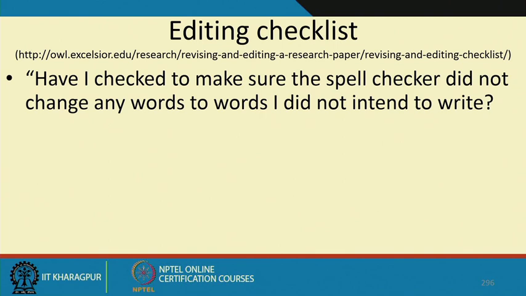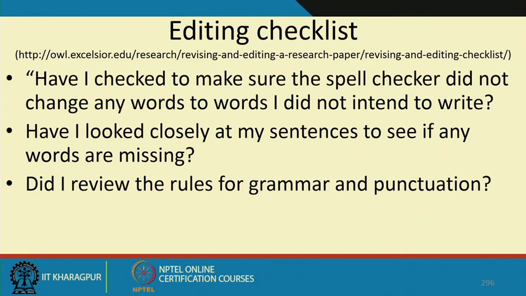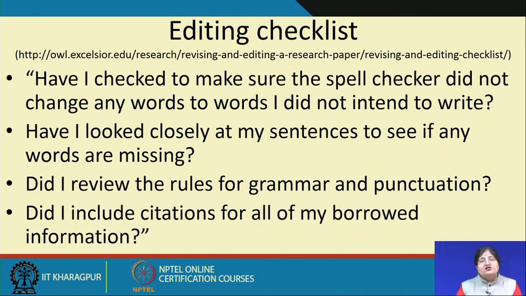We use spell checkers, these automatic programs in our computers. Have I looked closely at my sentences to see if any words are missing? So, go through it, make sure you have conveyed what you wanted to convey, make sure you haven't inadvertently removed the information that you intended to keep. Did I review the rules for grammar and punctuation? So, is my grammar okay? Is my punctuation okay? Did I include citations for all my borrowed information? Again, we have been harping on this. You must acknowledge the borrowed information.